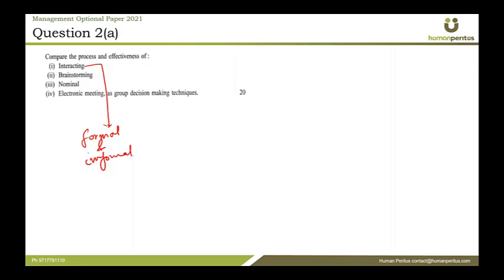Correct. So if we talk about effectiveness of interacting, because it works without any particular agenda, it might not be very effective in case we want any outcome or conclusion or results, right? In that scenario, interaction may not be a very effective technique to arrive at any conclusion. Correct.